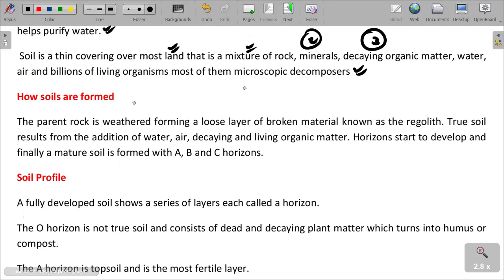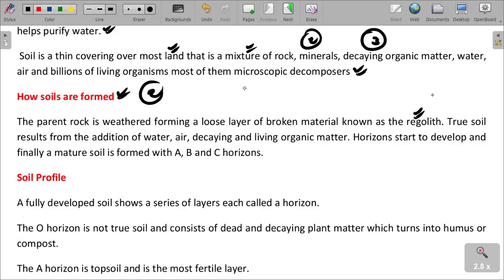So, how is soil formed? Soil parent rock is weathered, forming a loose layer of broken material known as regolith. We are referring to decomposed, broken or weathered loose layers of rock. When we say parent rock, we are talking about major rock surfaces that are wearing off, that are slowly broken down gradually and microscopically, so they form the regolith.